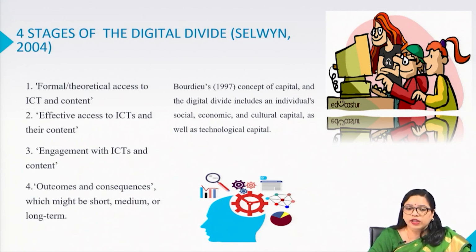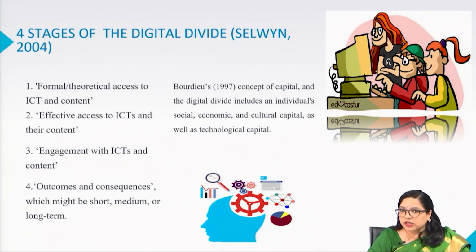The second stage is effective access to ICT and its content. This stage comprises ICT being available at home, in the community setting and in other places that the individual feels they are able to access. This form of use may or may not be meaningful in the long run, or may or may not have consequences. The third stage, according to Shelvin, is the engagement with ICTs and the content.